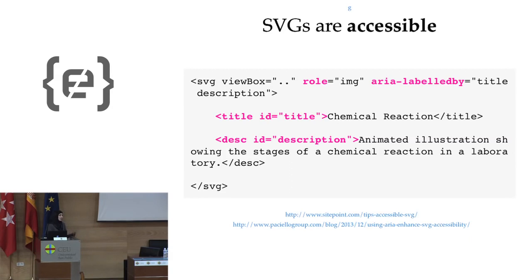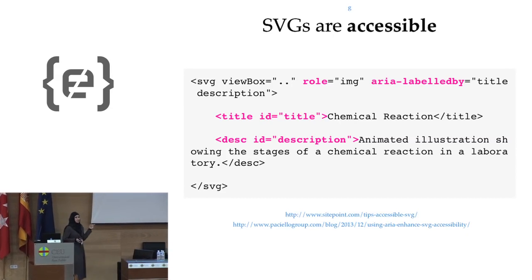So in order to enhance the accessibility of these elements, you can use ARIA attributes, the role and the aria-labelledby. These two attributes can be used to make the SVGs more accessible across different screen readers and browsers. Now, if you want to know more details about the inconsistencies and why these ARIA labels are used and stuff like that, I recommend these two excellent articles by Leonie Watson.